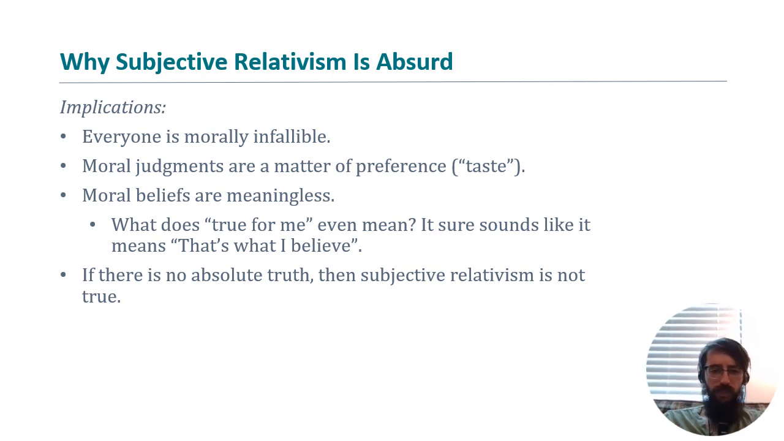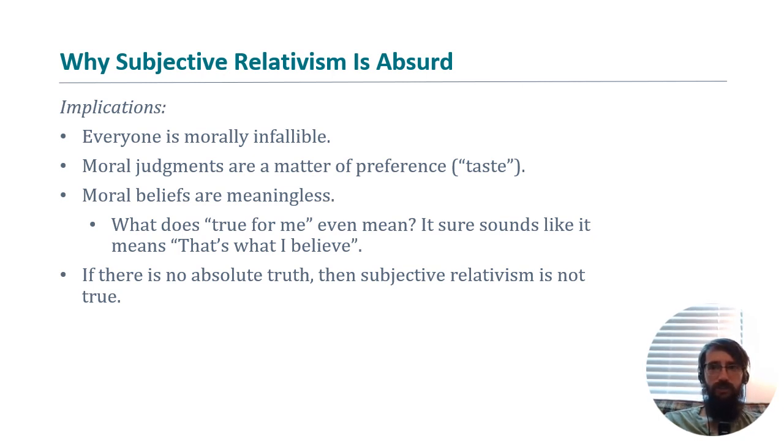All right, first implication. Everyone is morally infallible if subjective relativism is true. What that means is, suppose that Ted Bundy or Charles Manson or Jeffrey Dahmer were to state their moral beliefs, like what they think is okay to do. And suppose they say, well, yeah, it's okay to just murder innocent people.